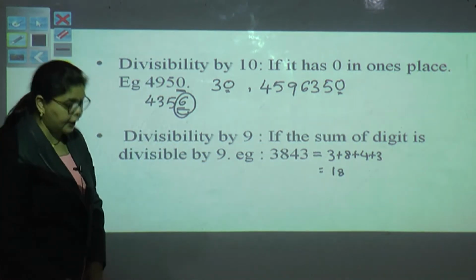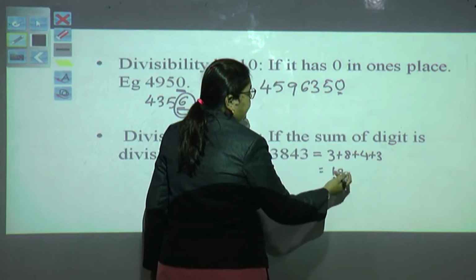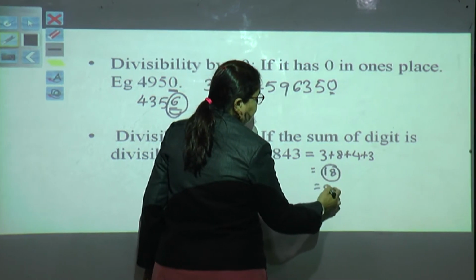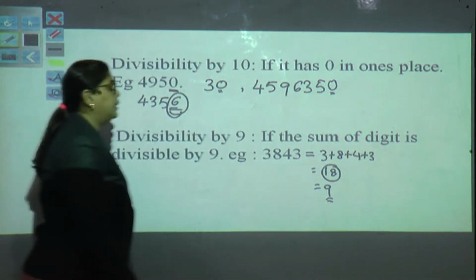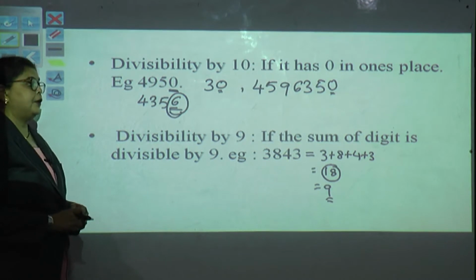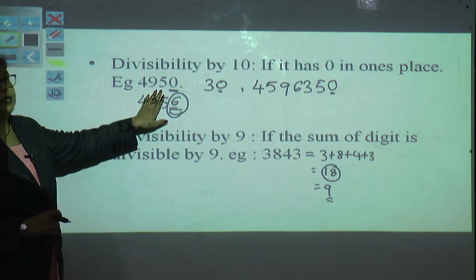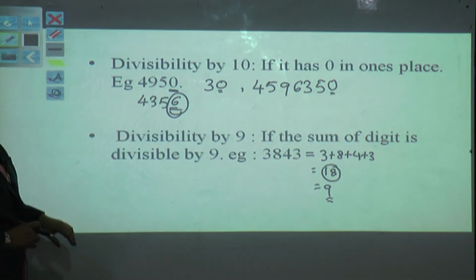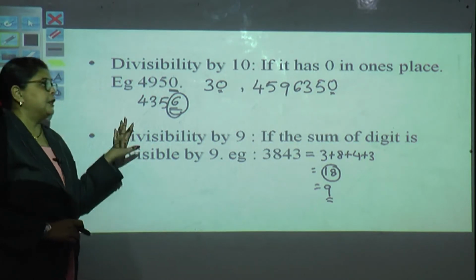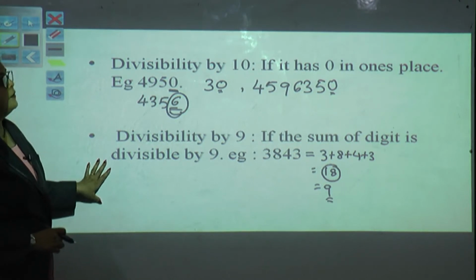The sum should be divisible by 9. Here also you can find out 8 plus 1 is equal to 9. So what you are getting is 9, then we can say that this number can be divided by 9. So what will be the divisibility by 10? It's very easy. Just in the ones place it should be a 0. It may be a large number, it may be a small number. If it is 0, by seeing the ones place we can say this number is divisible by 10.